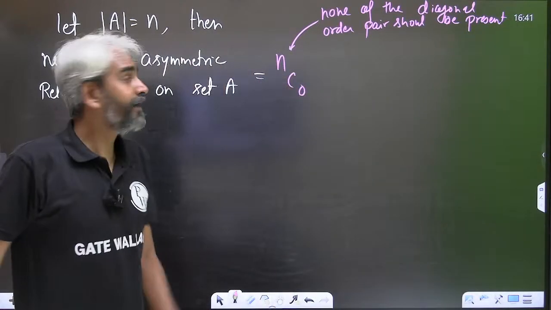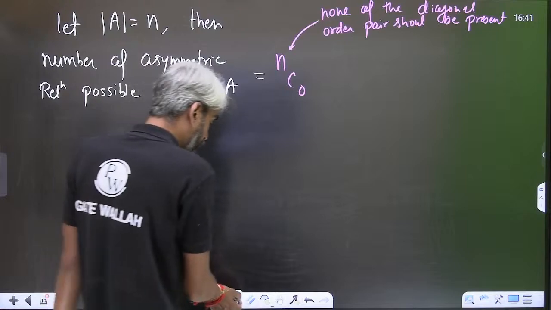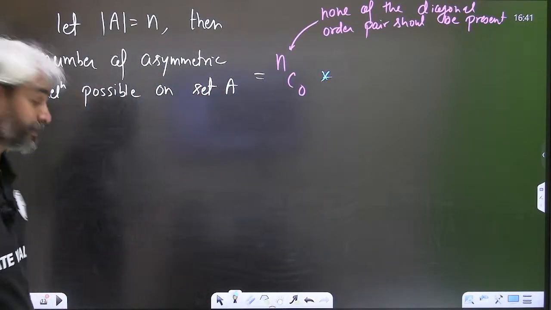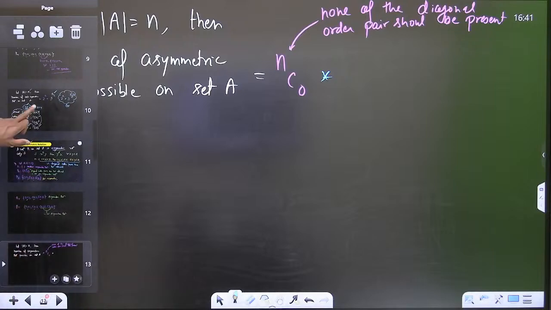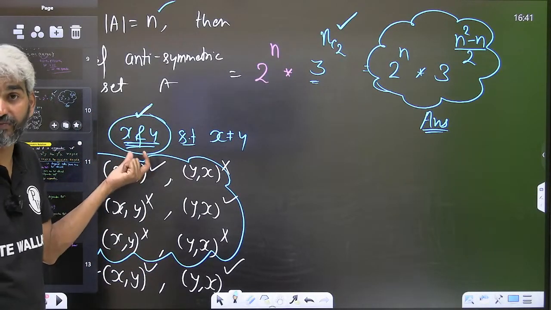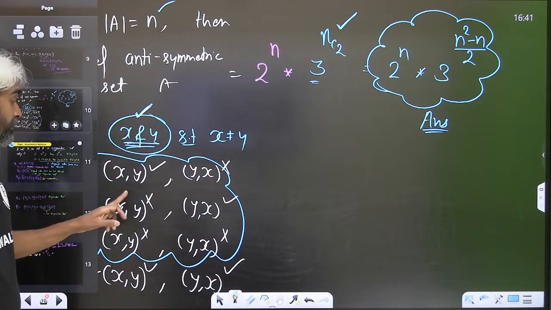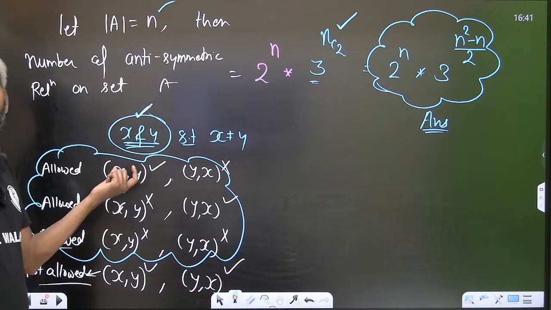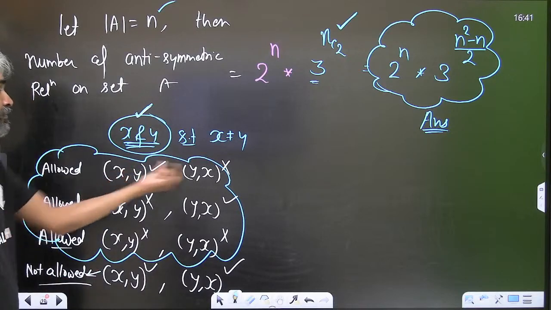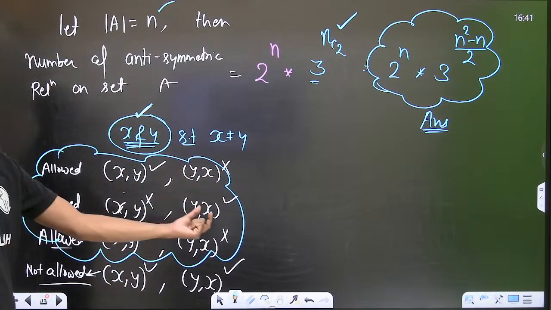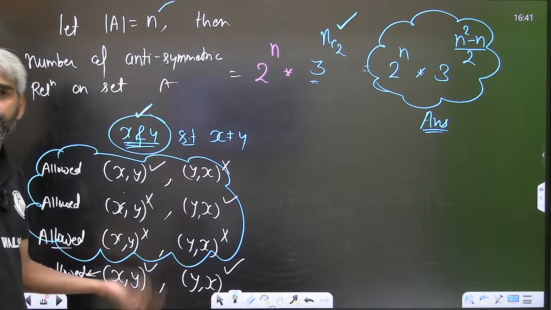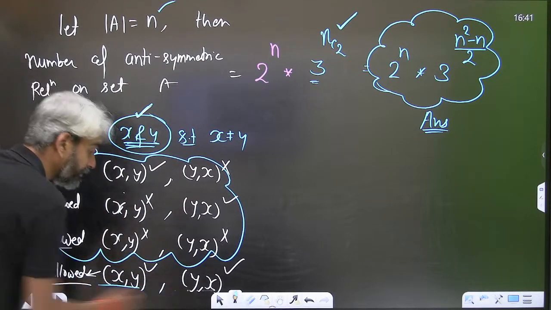Okay. With respect to the diagonal ordered pairs, none should be present. And with respect to non-diagonal ordered pairs, you just need to understand it will be exactly the same as antisymmetric. Non-diagonal ordered pairs will be made of two distinct elements of set A. Now, for two distinct elements, the condition will be exactly the same as antisymmetric. That is, if x, y is present, then y, x should not be present. If y, x is present, then x, y should not be present. If both of them are not present, it's also fine. But if both of them are present, then it will be a problem.